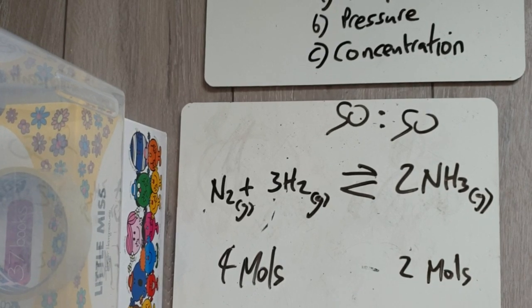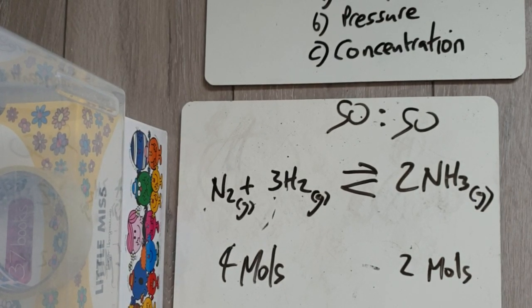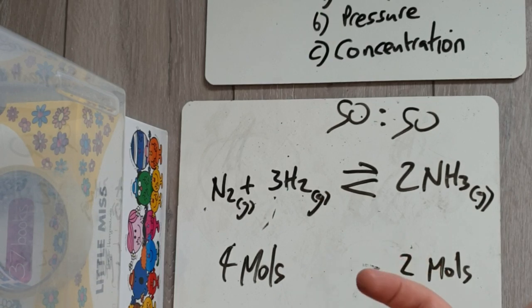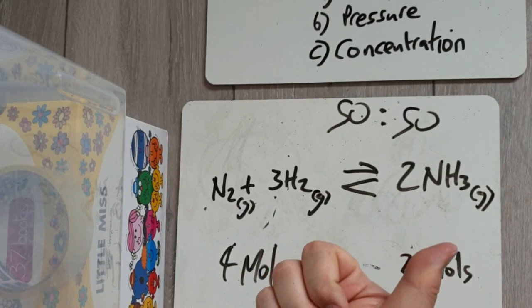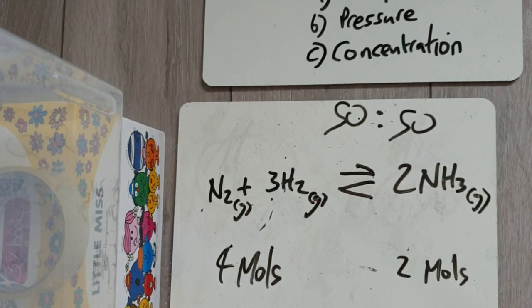Think of it like what we said earlier on, and I've rubbed it out, about people moving from England to Wales. If you make the houses really cheap, more people shift to that side. If we make the pressure really high, it shifts to this side to reduce it. If we make the pressure really low, it shifts to that side to increase it.